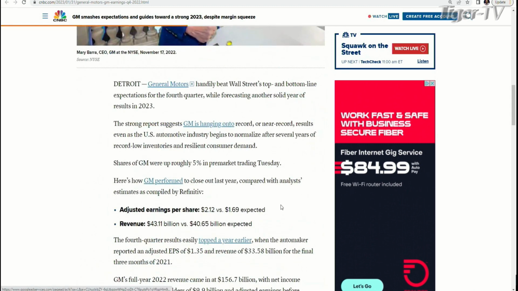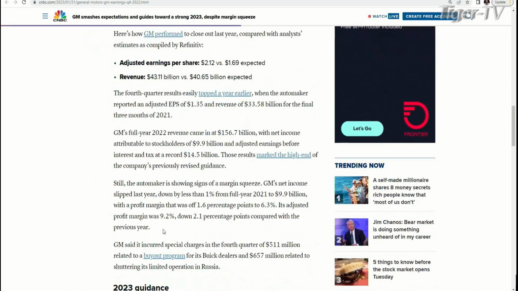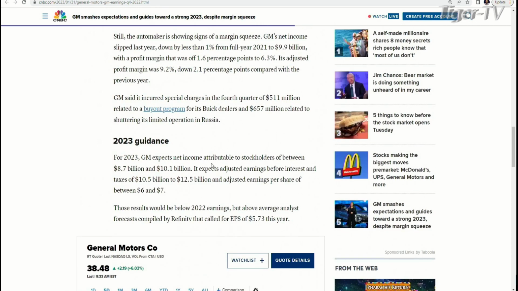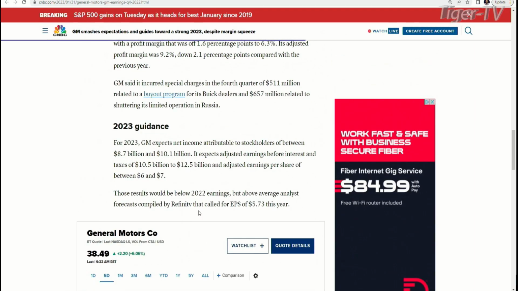Getting into it. How about it? $2.12 versus $1.69, and you check out revenue, man, almost $2.5 billion more than the market was thinking in 90 days. 43.11 versus 40.65. Full 2022 revenue, $156 billion. Net income, almost $10 billion. And the guidance: net income, $8.7 to $10.1 billion. It expects adjusted earnings before interest, 10.5 to 12.5, and earnings per share between $6 and $7. Yeah, quite the number.